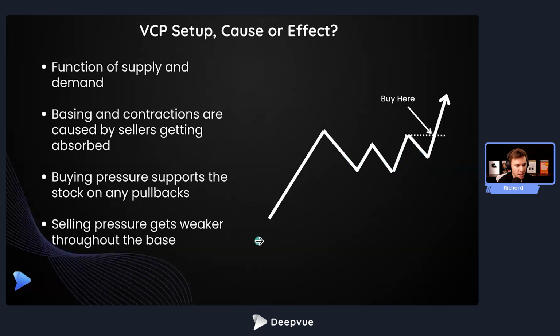So as I said, selling pressure gets weaker throughout the base, and then it will set up a really nice tight area up the right-hand side of the base, and that's when we're looking to get into the stock as it breaks through a pivot point, which offers a low-risk spot to jump on to the trend.